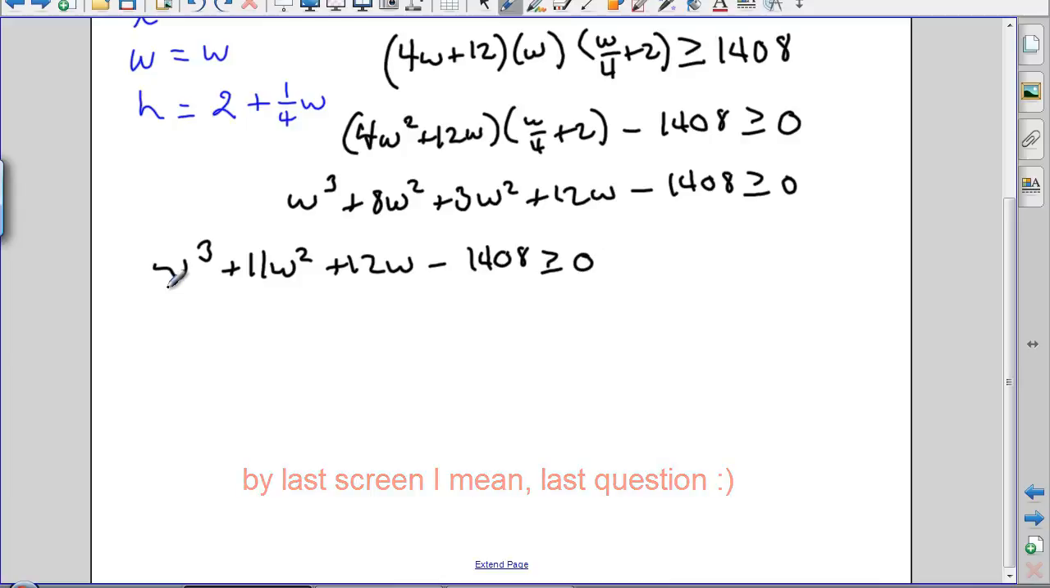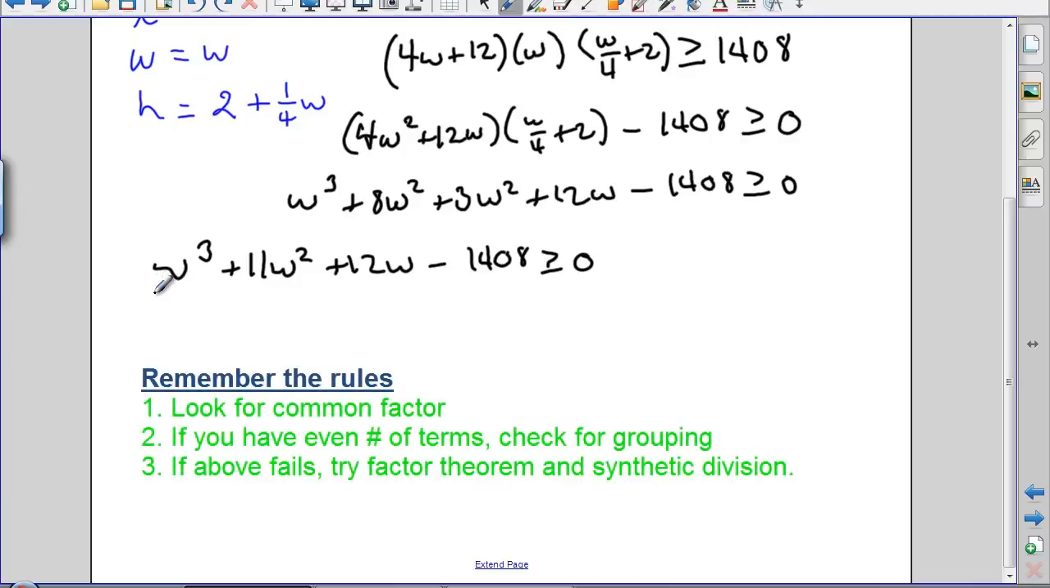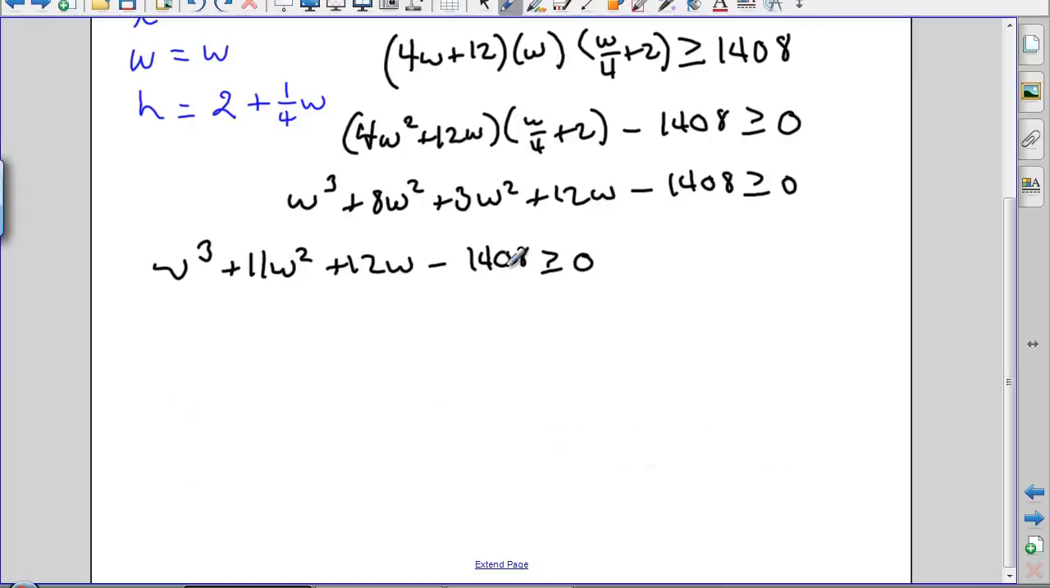We take a look, and we're trying to find the factors. Is there something common in each of these 4 terms? There is not. We have a possibility of grouping, but unfortunately that doesn't work either. So the next step is to use factor theorem. As you work through factor theorem, looking at the factors of 1408, we stumble upon the fact that V at 8 gives us a remainder of 0. You're going to have to work through that.